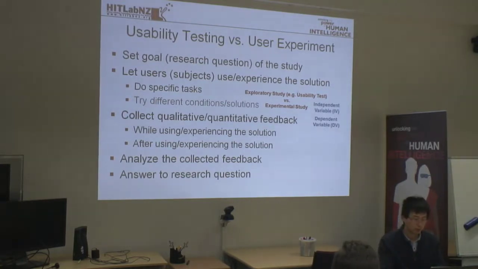The difference between the two can also be identified in the procedure of the study. This is an outline of the study. In both, you set a goal, let the user use your solution, collect qualitative and quantitative feedback, then analyze it and report back. But the main difference is in the middle. They still do the specific test in both studies, but with usability testing, there is usually only one condition, which is your design that you want to improve. In an experimental study, you have different conditions: one could be the state-of-the-art way you interact, and the other is your new idea that you want to validate against.